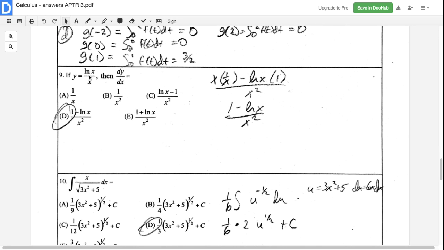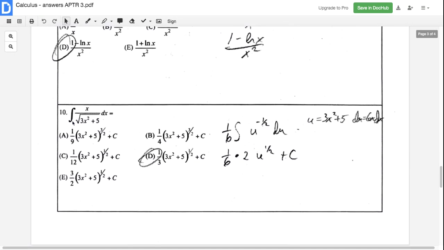Number 9, I need the quotient rule. So, bottom derivative of the top minus the top derivative of the bottom over the bottom squared. X times 1 over x gives me 1. This is natural log of x over x squared. My answer is D. Pretty straightforward.